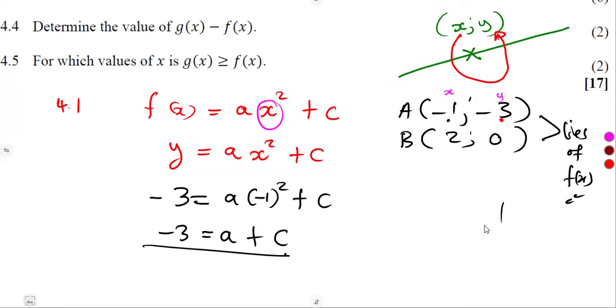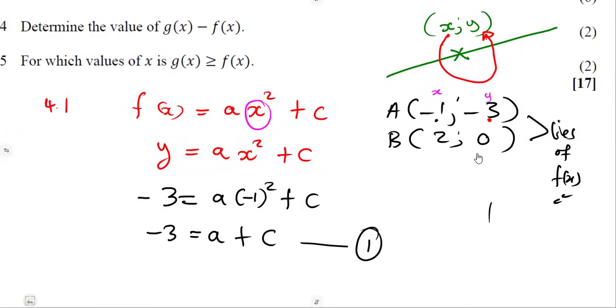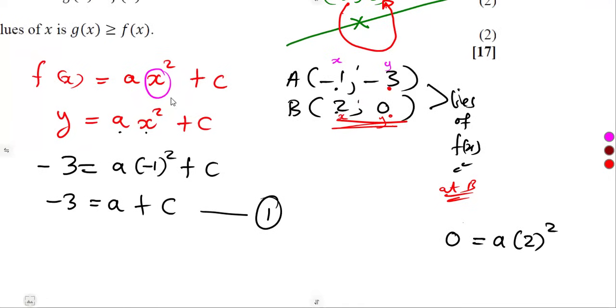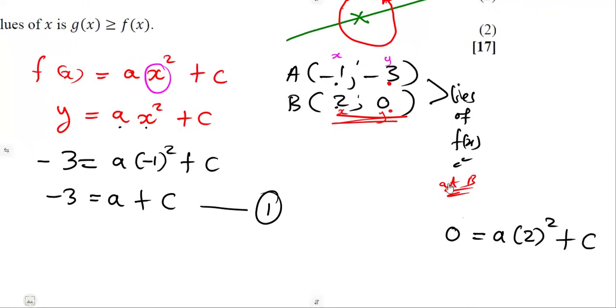We are back to the simultaneous equations. As you can see, there are 2 unknowns. So we're going to call this equation 1. We substituted point A. With the same idea, we are going to use point B. X and y again. What is our y at point B? So at B, y is equal to 0. So 0 is equal to a x squared, our x is 2, so that's a times 2 squared, plus c. So we have formed another equation.